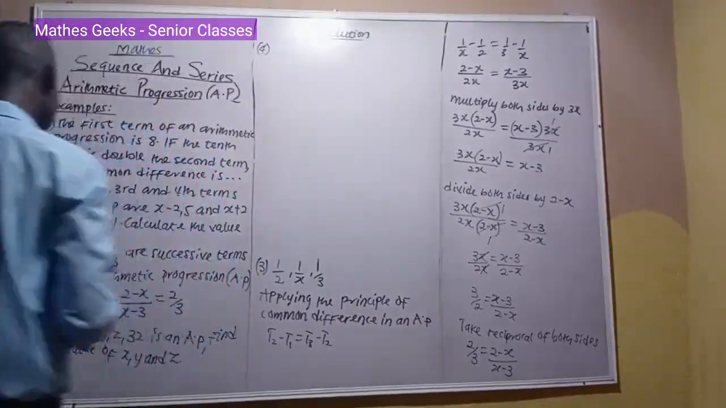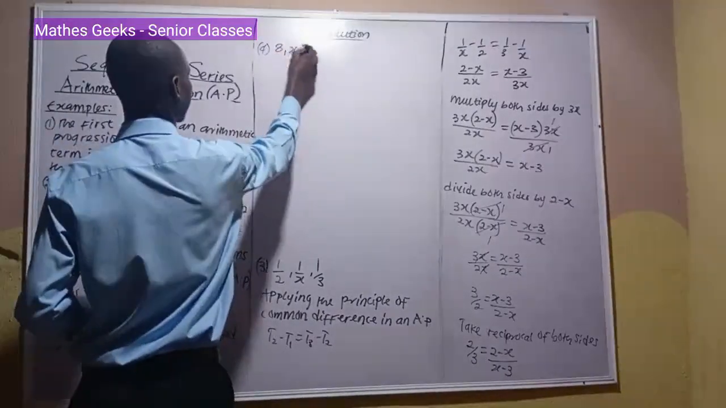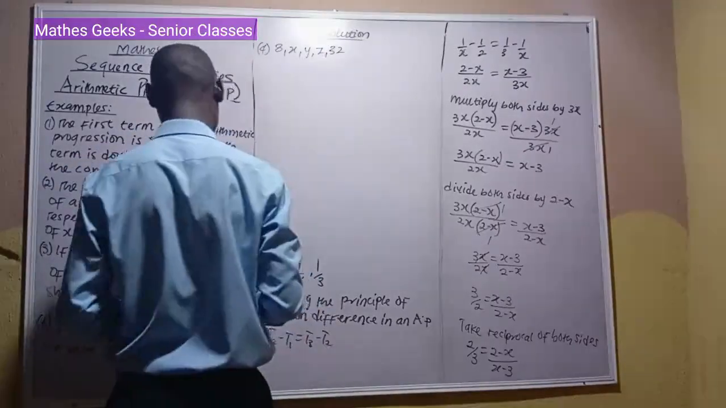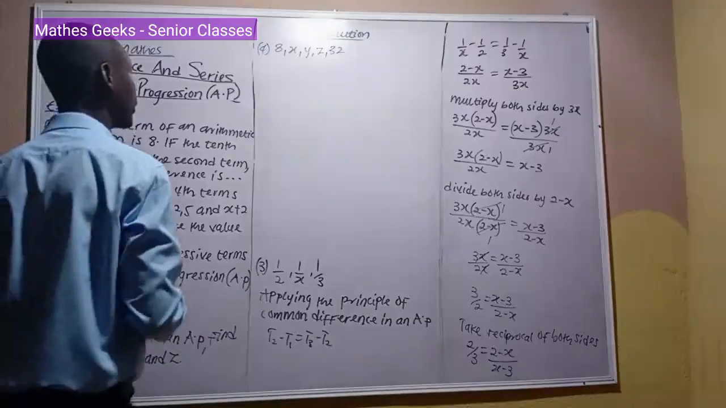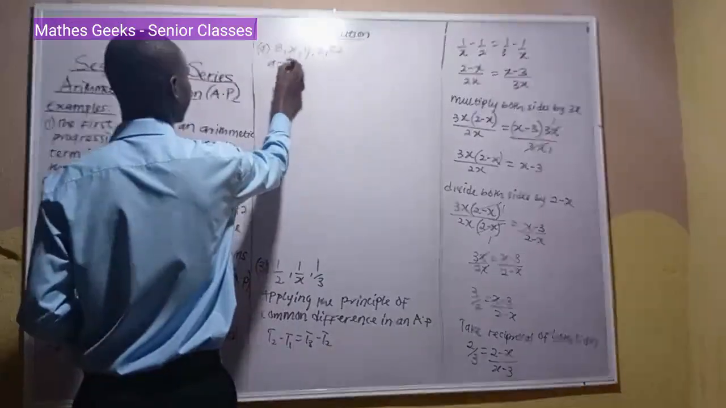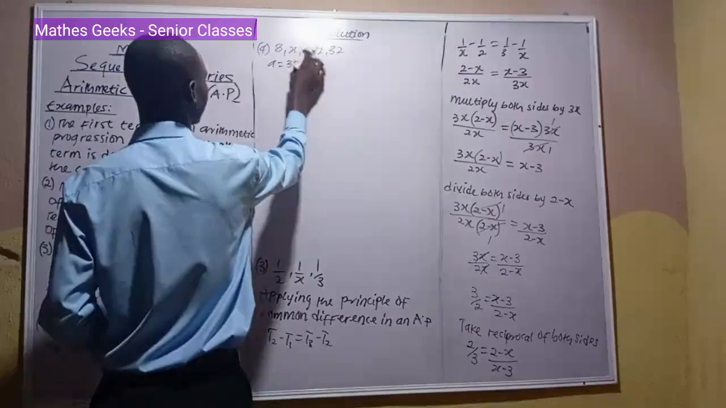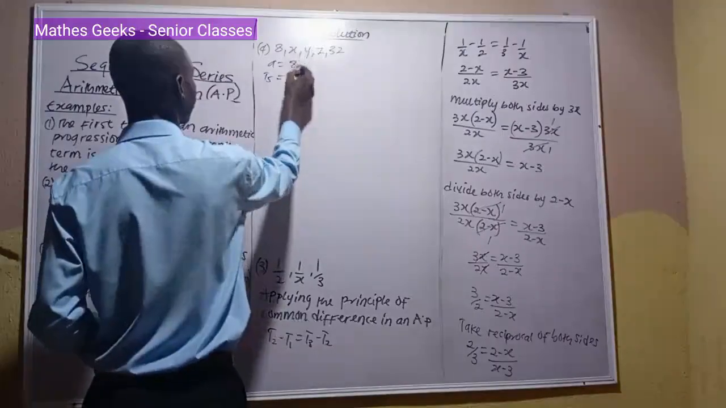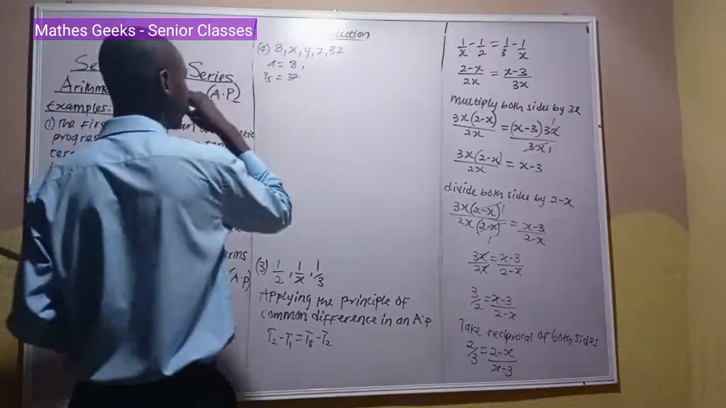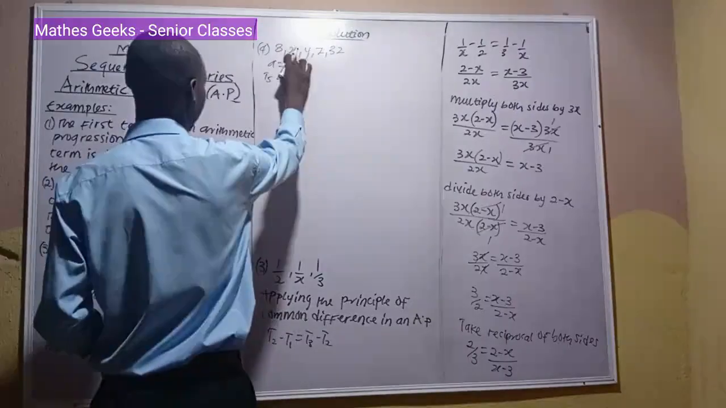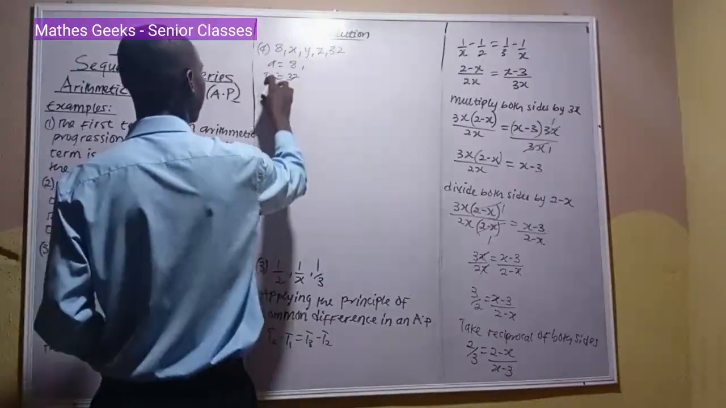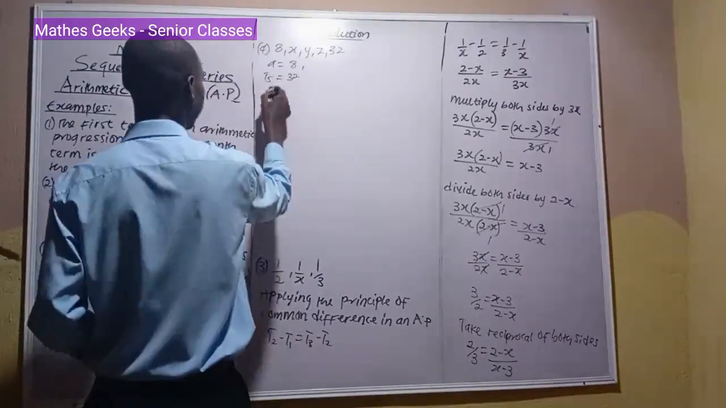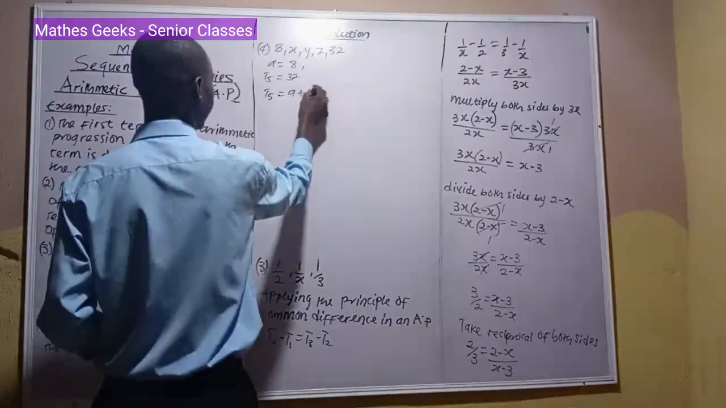Number 4. If x, y, z and 32 is an AP, find the value of x, y, and z. So here A is equal to 8, and 32 is the fifth term, T5 is equal to 32. So we cannot get the common difference because we don't know the value of x. Since we know the fifth term, we are going to get the common difference from the fifth term. So T5 is equal to A plus 4D.